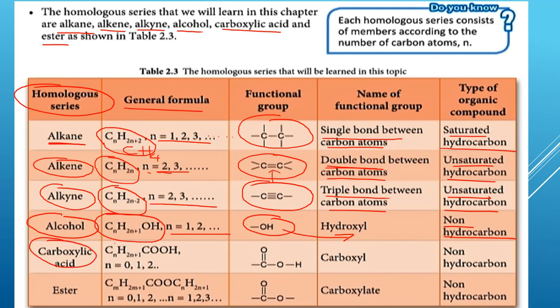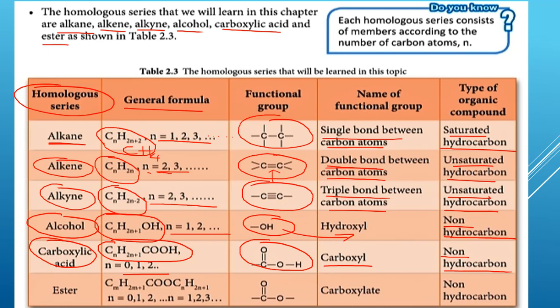Okay, next one is carboxylic acid. General formula CnH2n plus 1 COOH. And the n here starting with 0, 1, 2 and so on. So this is the functional group of carboxylic acid, C double bond O OH. So the name of this functional group is carboxyl group, and same also like alcohol, this is a non-hydrocarbon due to the presence of oxygen.